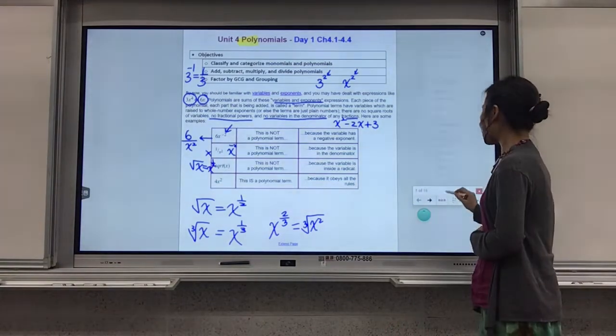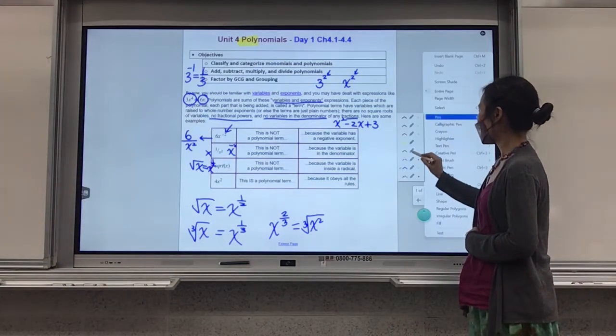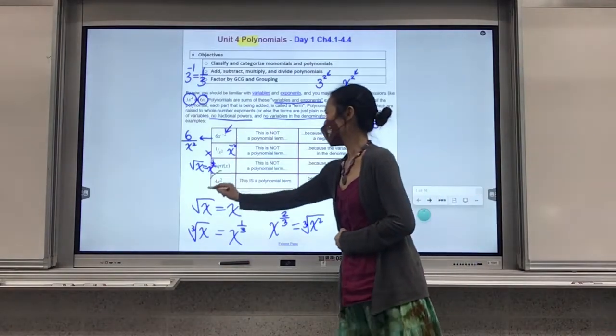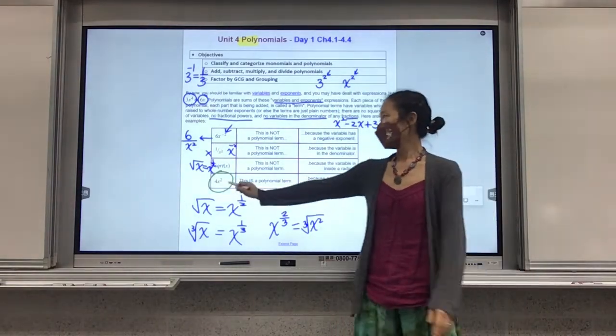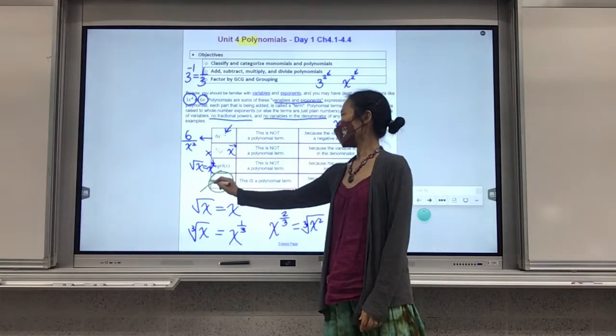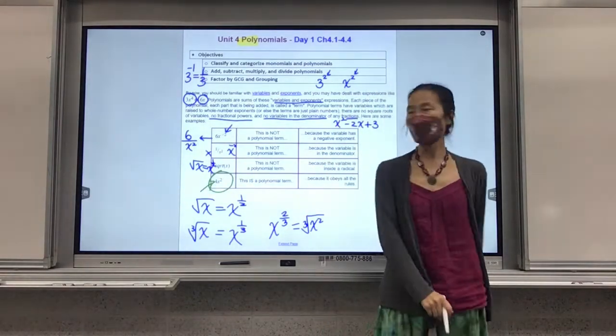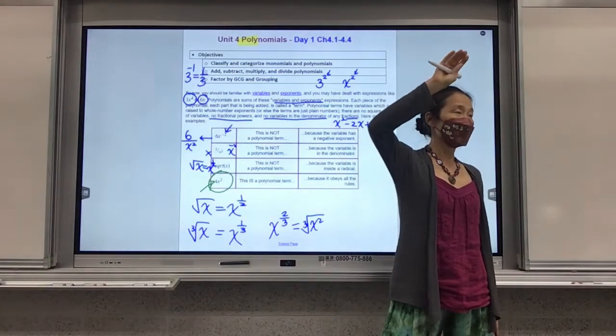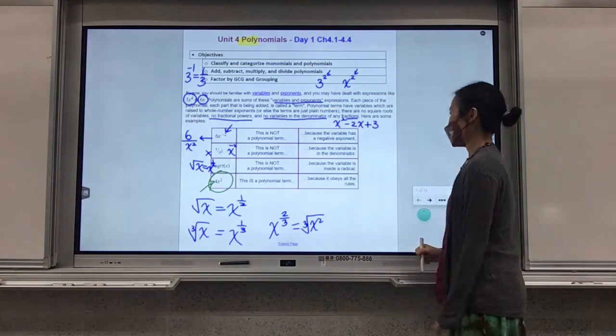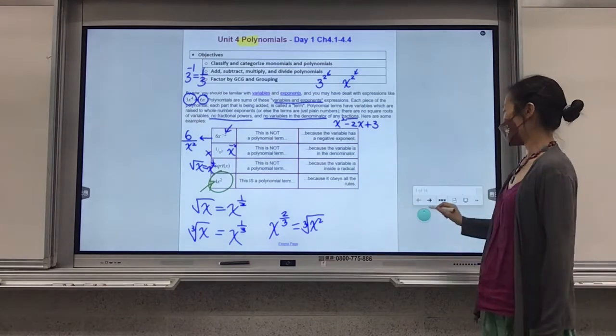All right, the last one. Finally, does this qualify to be polynomial? Yes. It is a number, constant, 4 multiplied by variable to the positive integer power. Okay? You obey all the rules.